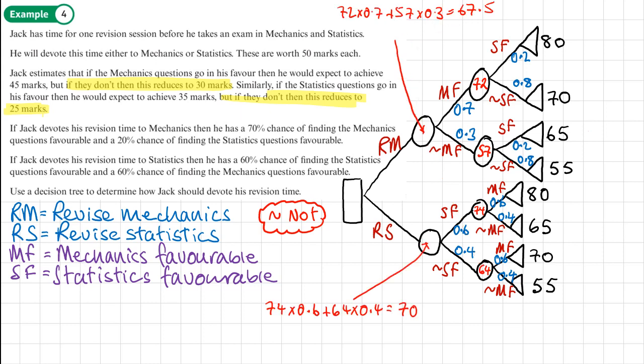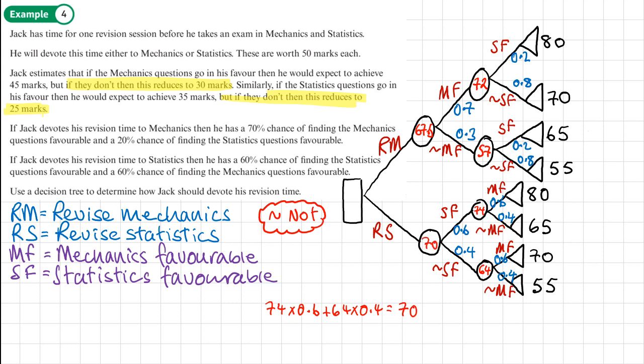And then working backwards, work out the EMVs here. 72 times by 0.7 plus 57 times by 0.3, which is 67.5. So that can go in here, 67.5, just about squeeze that in. And then for the bottom one, we're going to have 74 times by 0.6 plus 64 times by 0.4, and that gives a value of 70. So I'll put 70 in here.